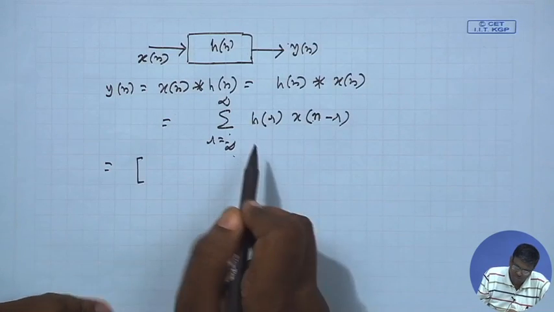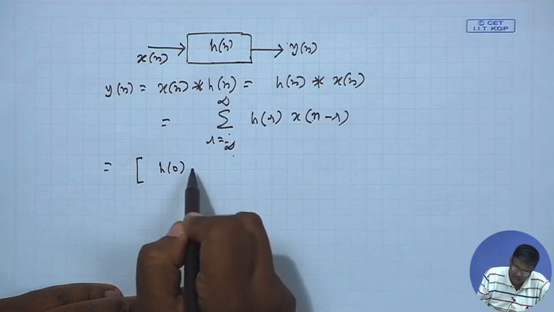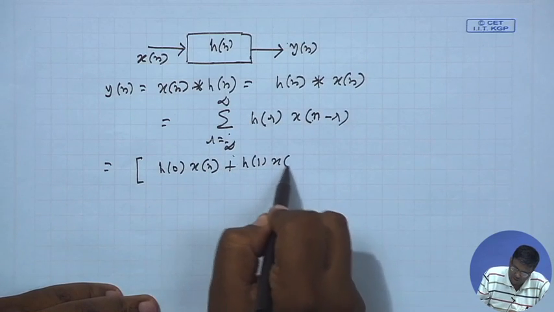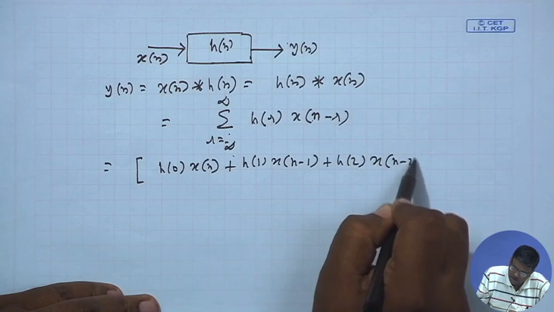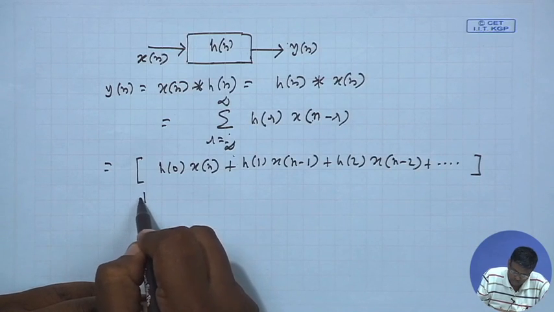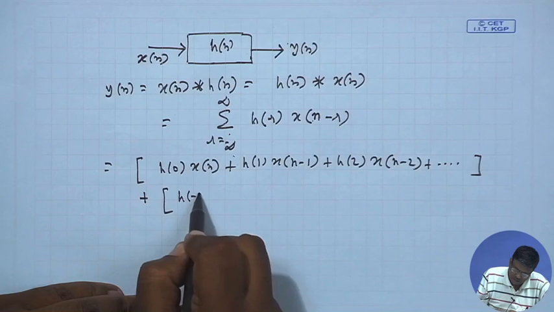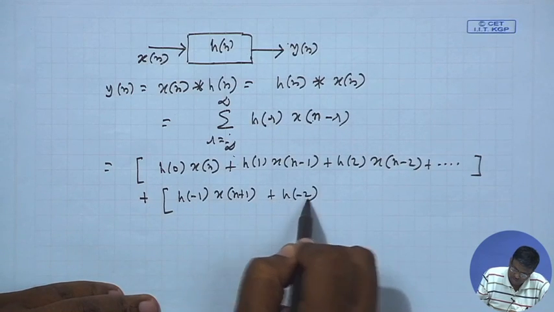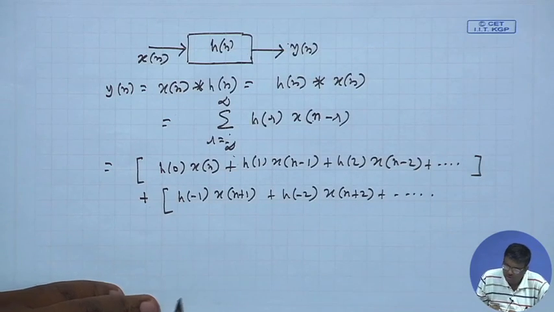So, one term is from r equal to 0 onwards: h 0 x n, h 1 x n minus 1, h 2 x n minus 2. And then r equal to minus 1: h minus 1 x n plus 1, and so on.